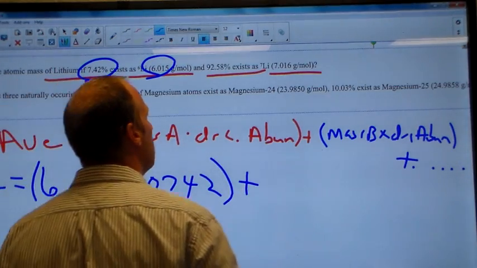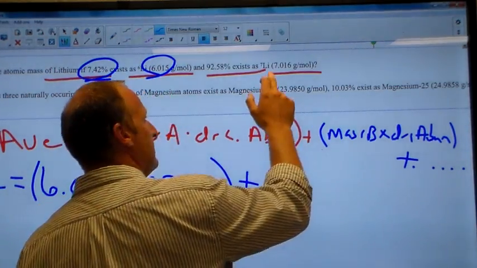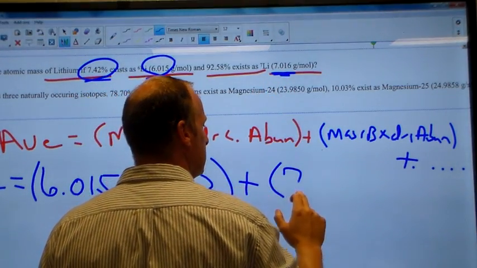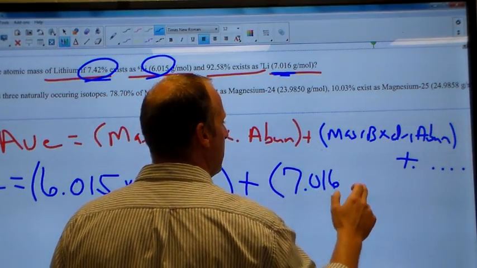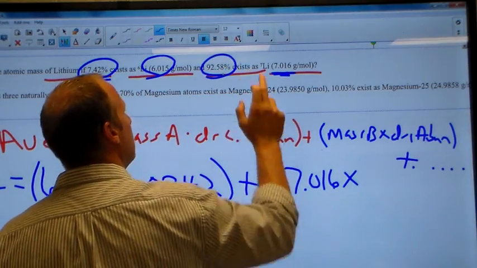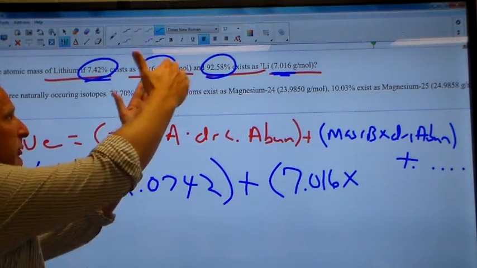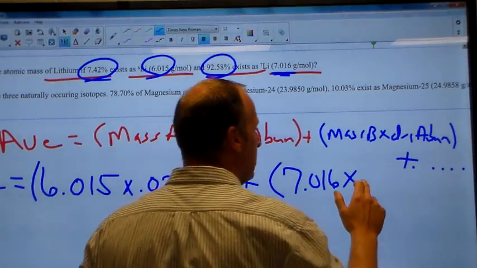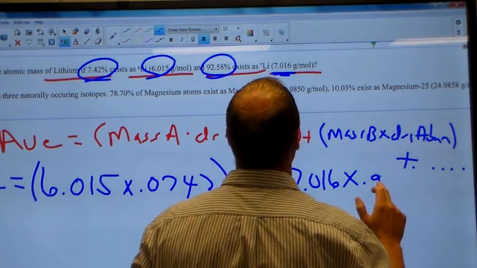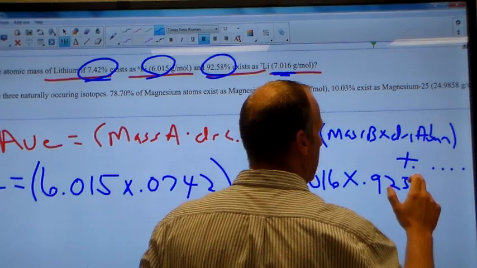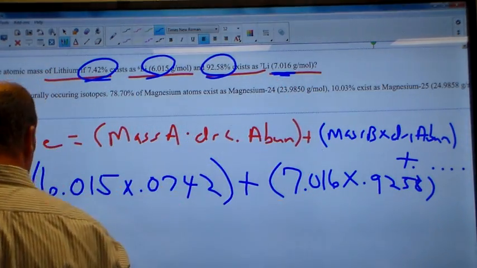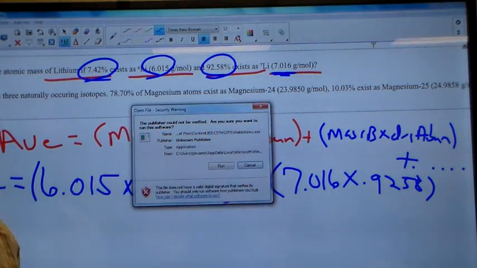Plus the mass of isotope B was 7.016, and we multiply it by the percent as a decimal. Move the decimal 2 places to the left, or divide by 100, it would be 0.9258. Okay, so calculating this in our calculators.